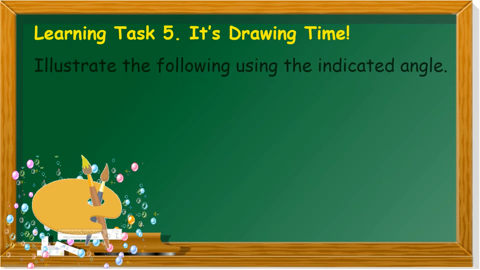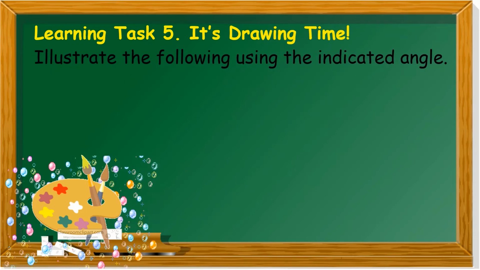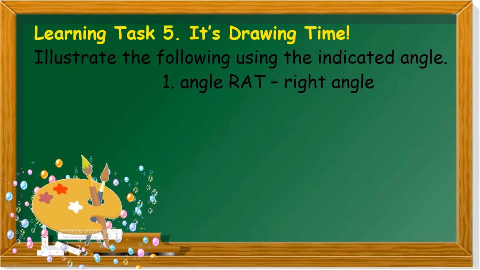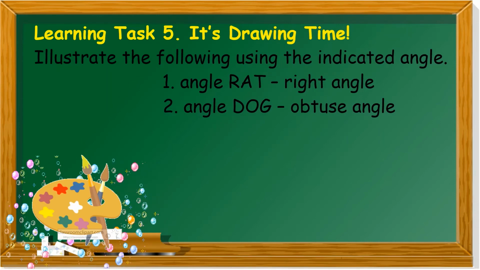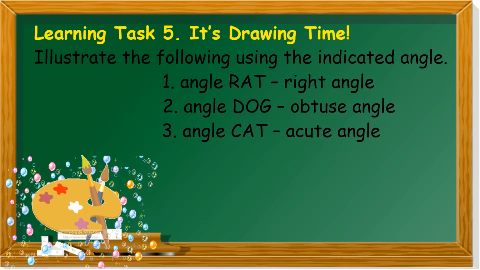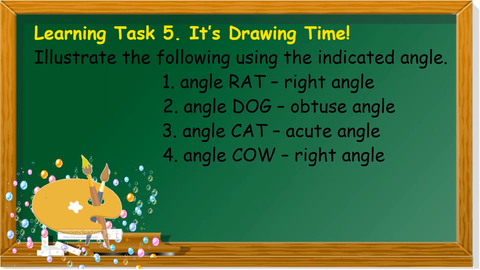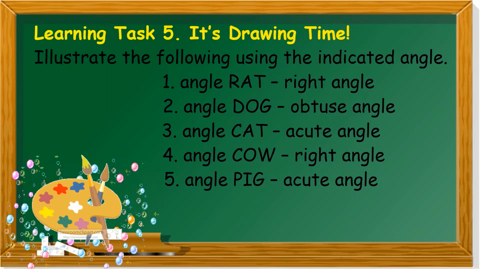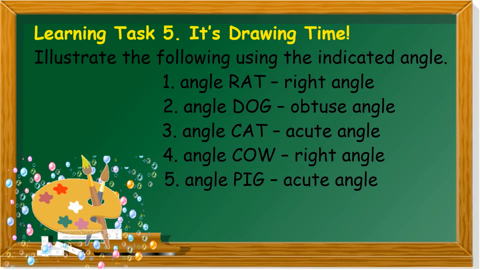For our next learning task number 5, it's drawing time. You need to illustrate the following using the indicated angle. For number 1, angle right angle. For number 2, angle dog, or for the obtuse angle. 3, angle cat, acute angle. Number 4, angle cow, right angle. And number 5, angle pig, acute angle. I will give you 3 minutes to illustrate the following using the indicated angles.